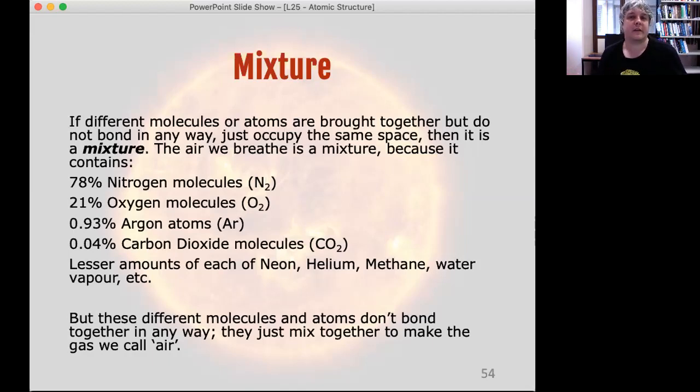But what you don't get when air is formed is the nitrogen and oxygen molecules going and interacting with each other and forming some new nitrogen oxide thing. We don't get that occurring. The nitrogen still stays as a nitrogen molecule. The oxygen still stays as an oxygen molecule. They just happen to be in the same area bumping into each other. And so that's called a mixture.